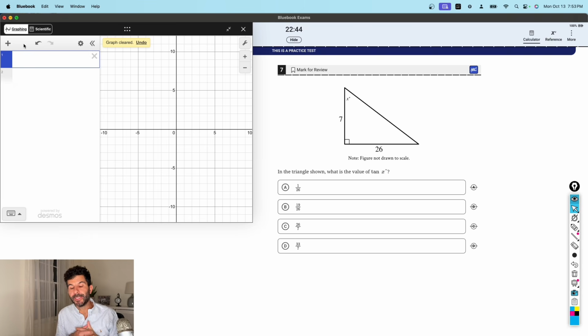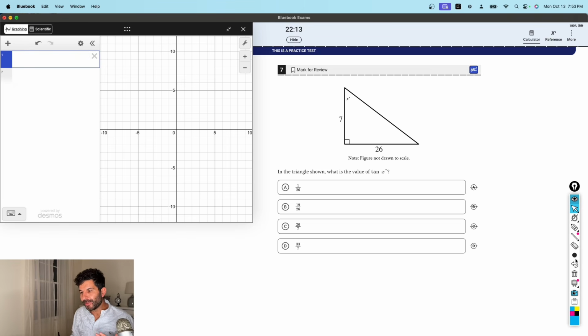Question number 7 is a geometry trigonometry question. In the triangle shown, what is the value of tangent of x degrees? Now, it says note the figure's not drawn to scale. What that means is it's not drawn to the appropriate size, okay? And we can tell that because the side that's 7 and the side that's 26 look pretty much congruent. That couldn't be the case, right? So that's that disclaimer, they're not drawn to scale.